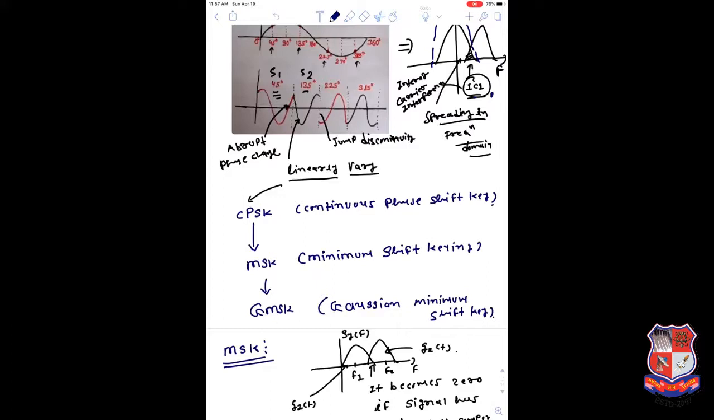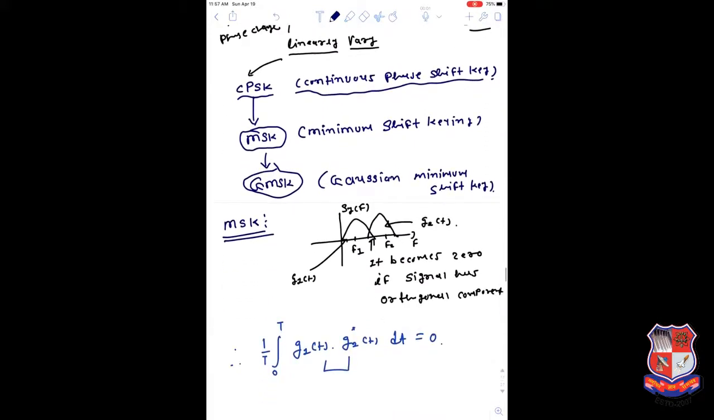The scheme that has been proposed is CPSK, continuous phase shift keying. The special case of CPSK is MSK, known as minimum shift keying, and the special case of MSK is GMSK, known as Gaussian minimum shift keying. So we start with the MSK and then we learn about the GMSK.